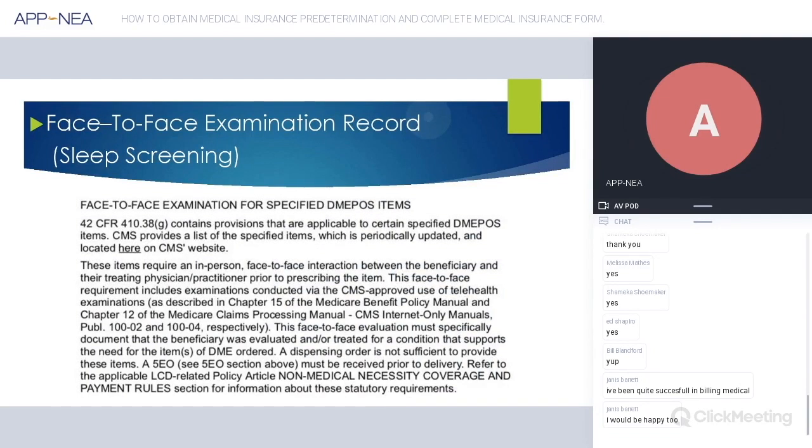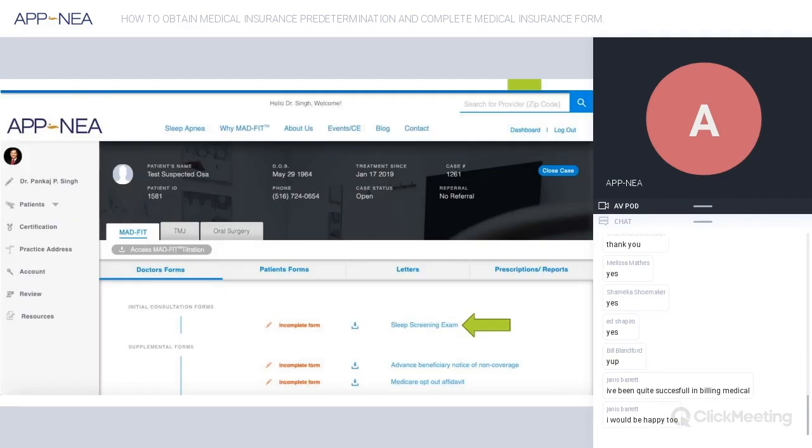And of course, the face-to-face examination record, which is the sleep screening form, is the key, and that's required. For medicine, we have to document that initial face-to-face. With telemedicine, the face-to-face can be done in a virtual world. It doesn't have to be done in person, but it can be done over a computer screen. But that face-to-face documentation has to be done, and that's the sleep screening form as part of the workflow, which we'll go over in just a bit. We discussed that in webinar 2, but we'll briefly discuss it as well. This is the sleep screening exam.